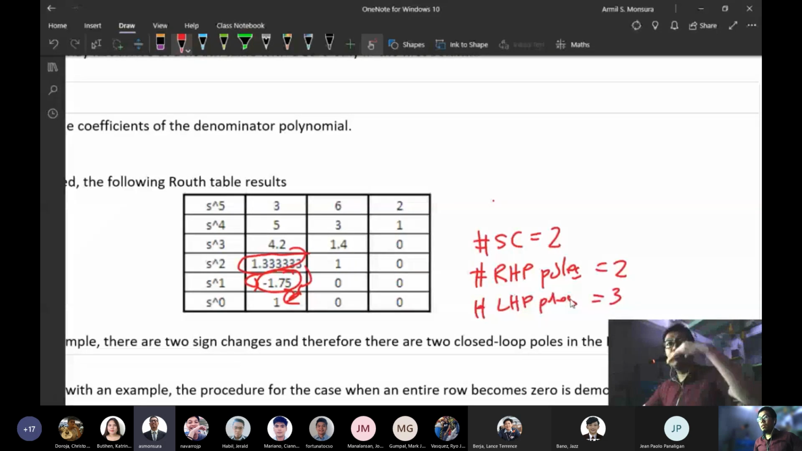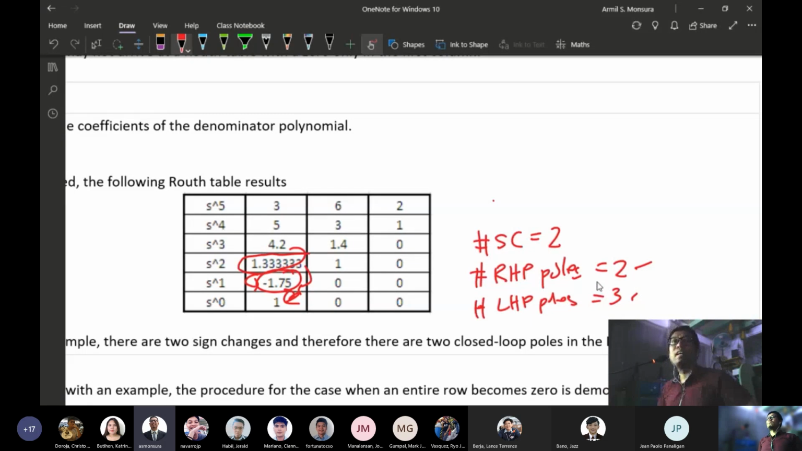So, mapapansin nyo, doon sa tatlong methods na ginamit natin, pare-pareho yung nakuha nating conclusions. Okay? So that is, meron siyang dalawang right half plane poles at tatlong left half plane poles. Okay? So, yun yung mga methods ngayon na pwede nyong gamitin.